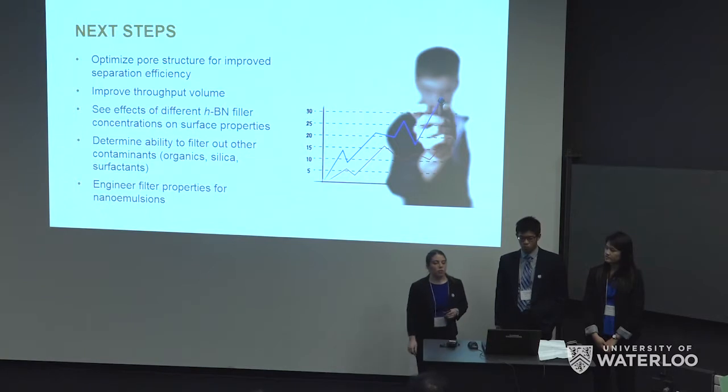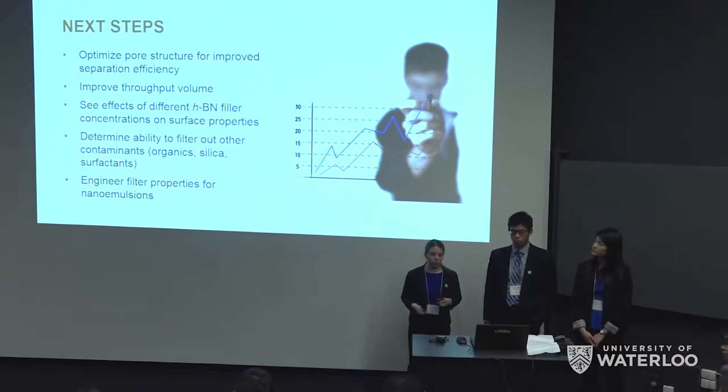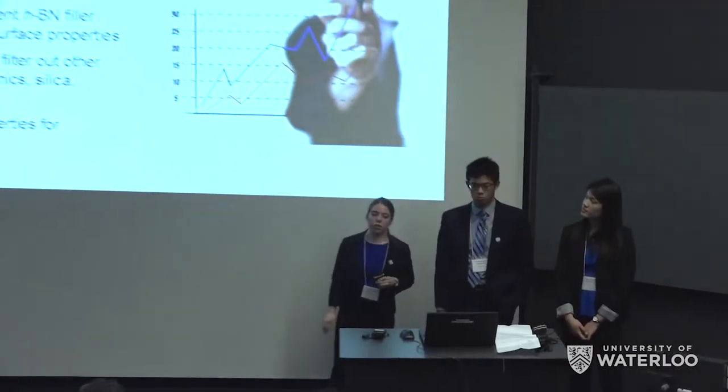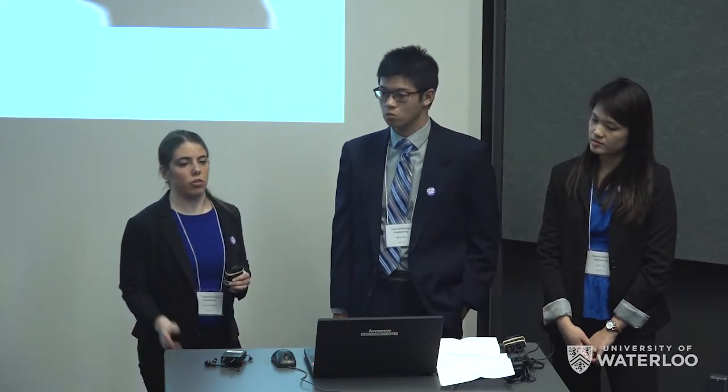So in terms of next steps, just optimizing the pore structure for different viscosities and higher throughput volumes, as well as to get higher separation efficiency, perhaps exploring the effect of different HBN filler concentrations, and see if we can even get out any other contaminants like solids, organics, etc. And of course, engineer filter properties more for nano-emulsions as well. So thank you, and any questions?